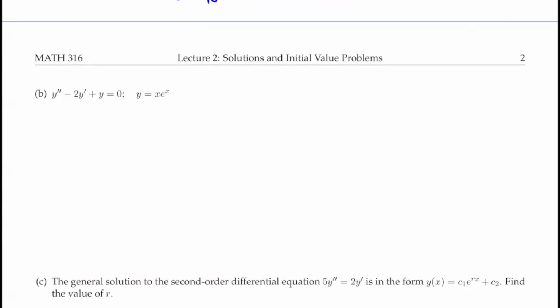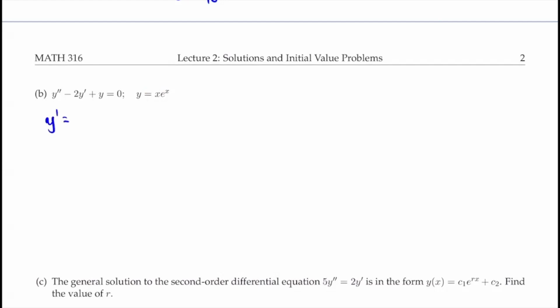So to verify this function satisfies the given differential equation, you basically substitute y prime and y double prime into the differential equation, and hopefully again you get a true statement. All right, so given y, you need to find y prime and y double prime. Because y is given as a product of two functions, x and e to the x, you need to apply the product rule for y prime.